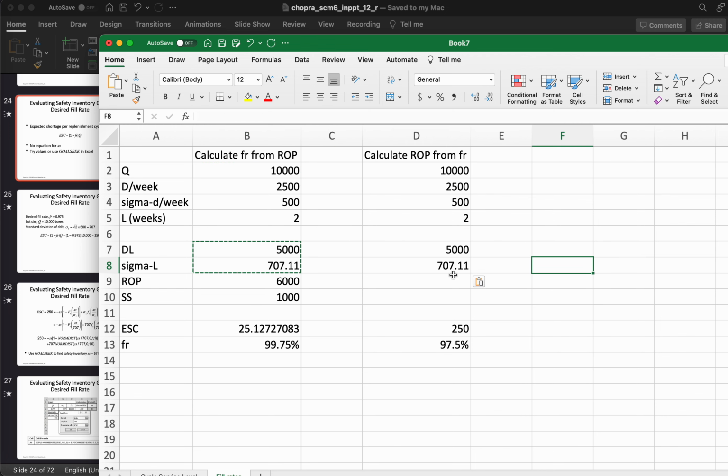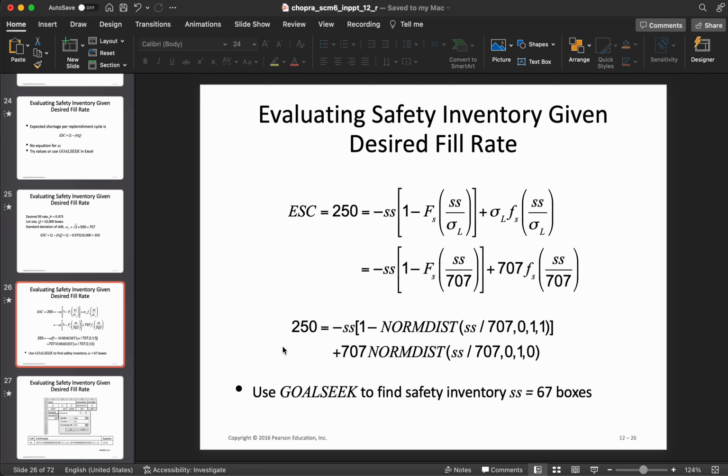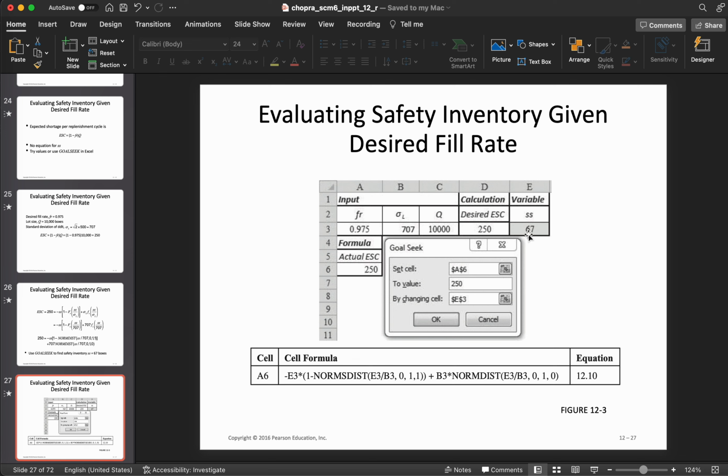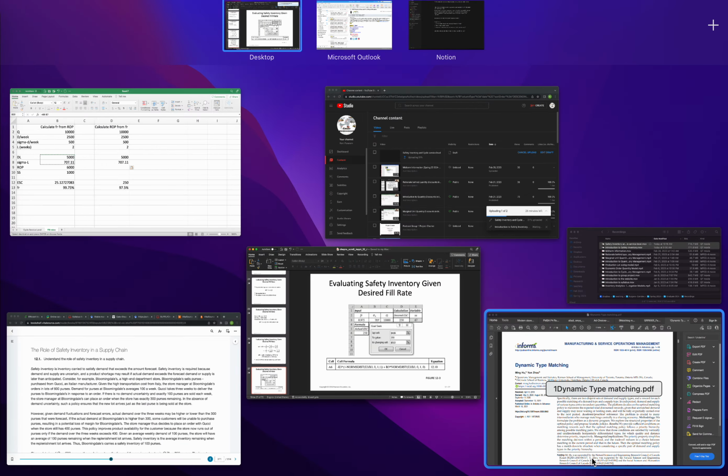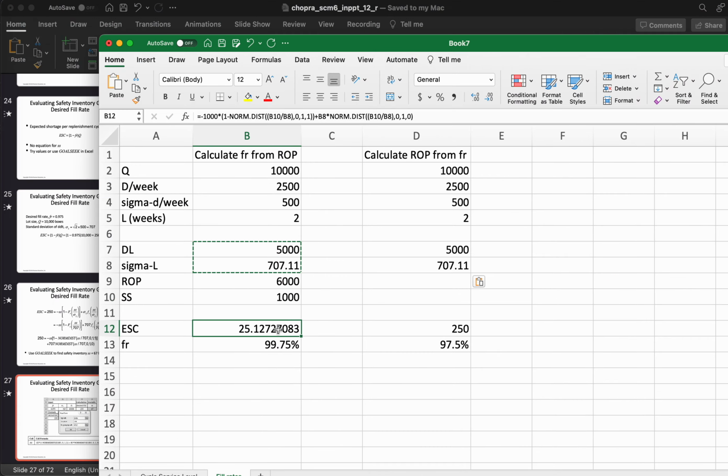These calculations are the same; they're not going to change. So we want our expected shortage. If our fill rate is 97.5%, our expected shortage is 250. Then what should the safety stock be? To calculate that, we have the formula for the safety stock. I'm going to put that.